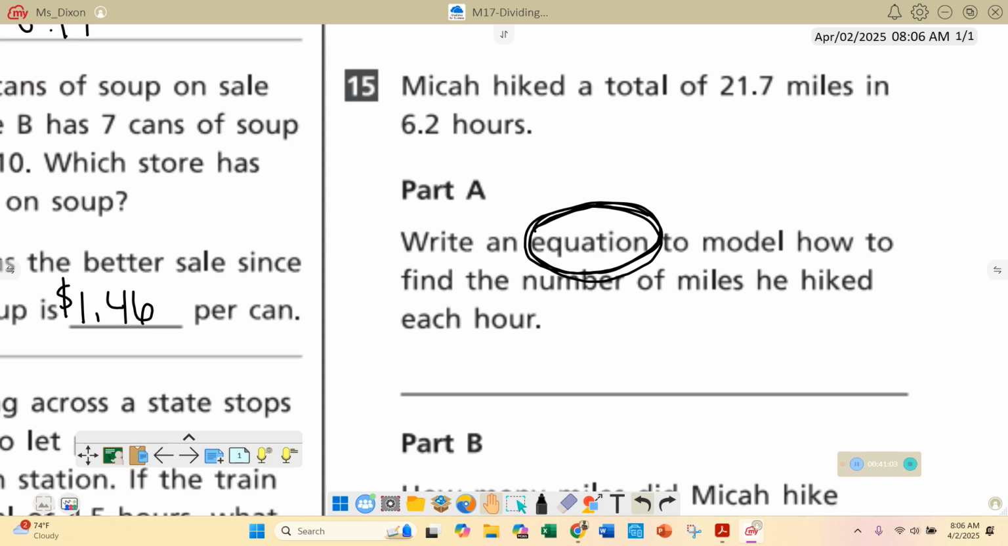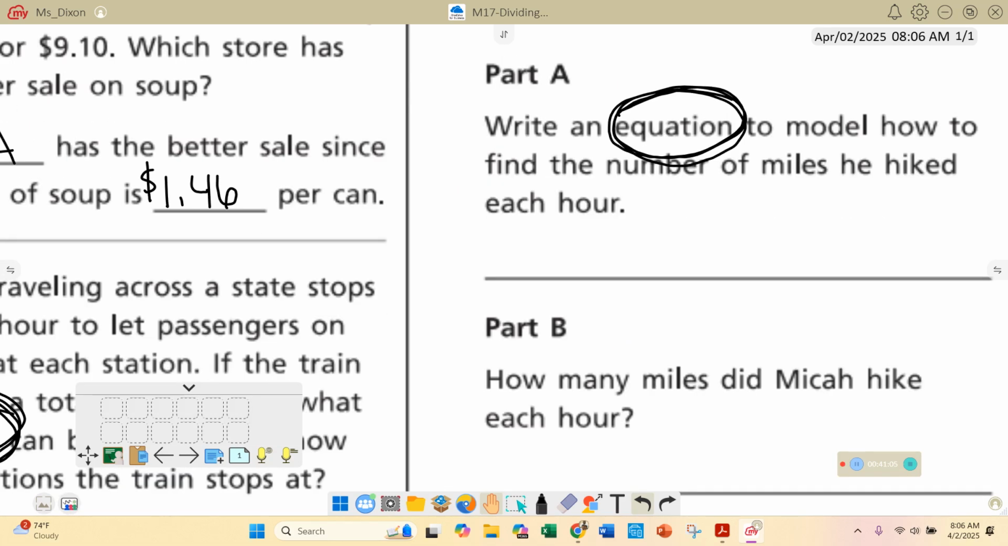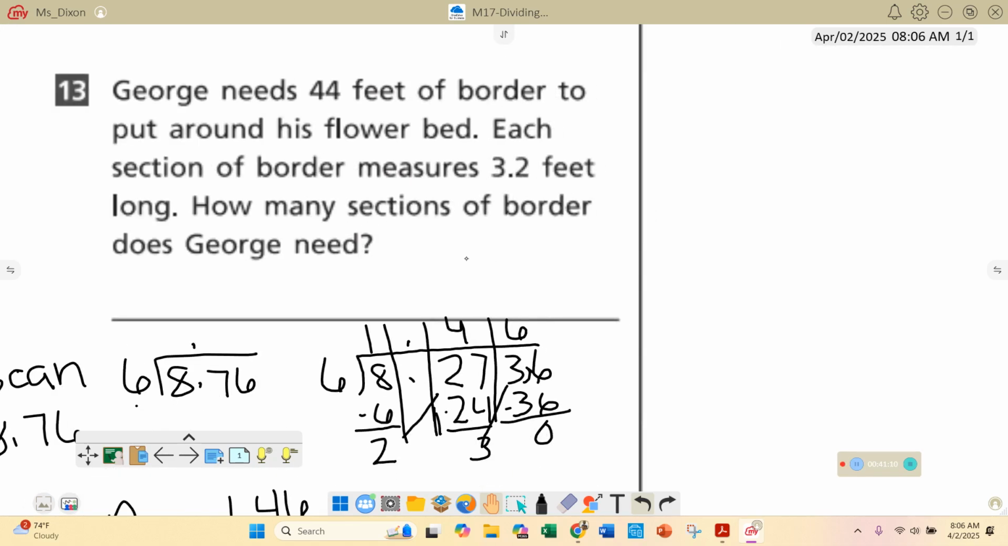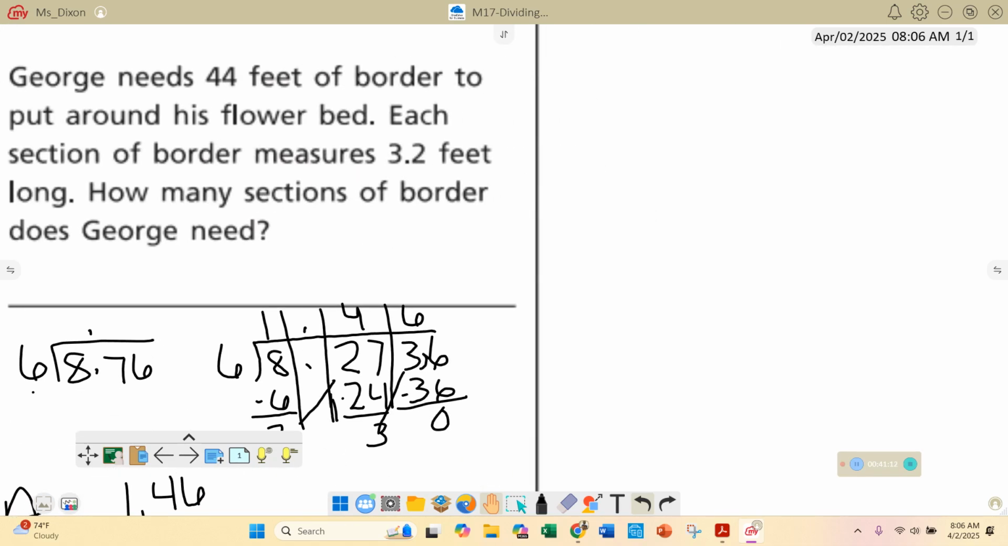All right, I want to move on back to question number 13. And we're going to look at that one, and then that's going to be it for the study guide. All right, let's read the problem. George needs 44 feet of border to put around his flower bed. Each section of border measures 3 2/10 feet. How many sections of border does George need?